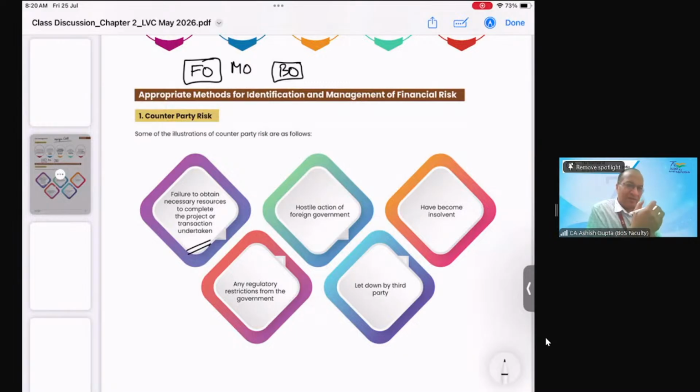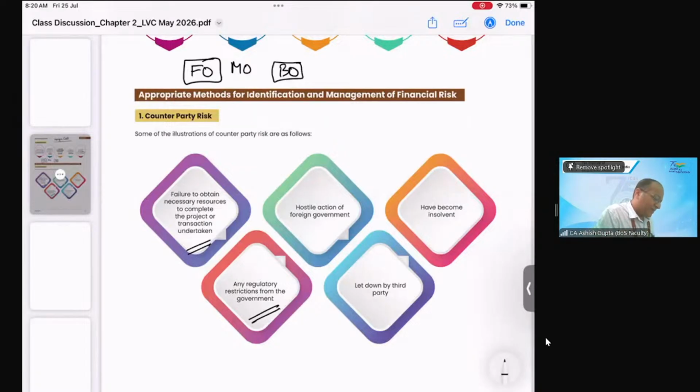So in this kind of situation, sometimes a project cannot be completed. The other case can be any regulatory restriction from the government. Sometimes a business may fail. Any government restriction has been put, so the other party could not complete the project. So this is okay, what can I do? My government has put a restriction on the same.